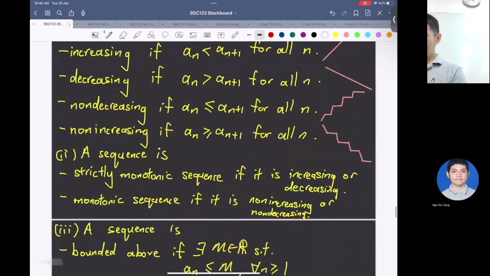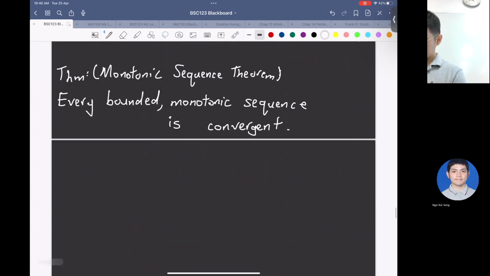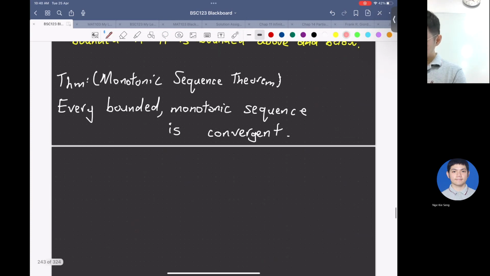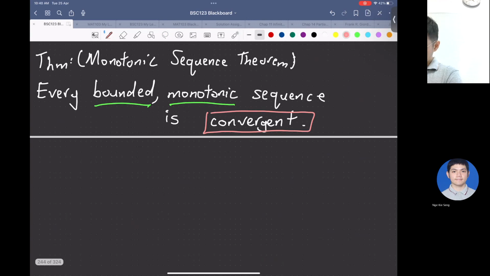So maybe we take one of the staircases. What this says is you need to satisfy these two conditions, then only you will get a convergent sequence. So what do these two conditions mean? Monotonic: either you are non-increasing or non-decreasing. So there are two pictures you have: either you are going down or you are going up.